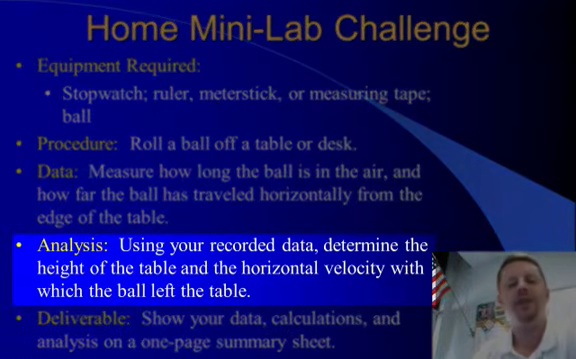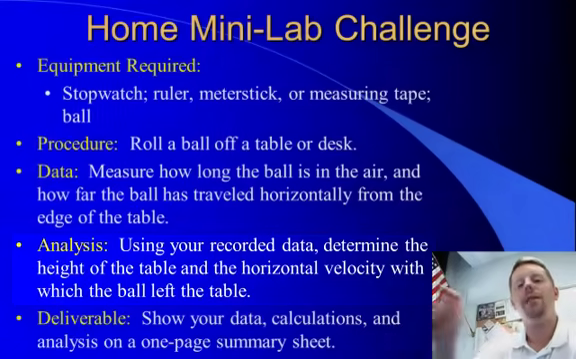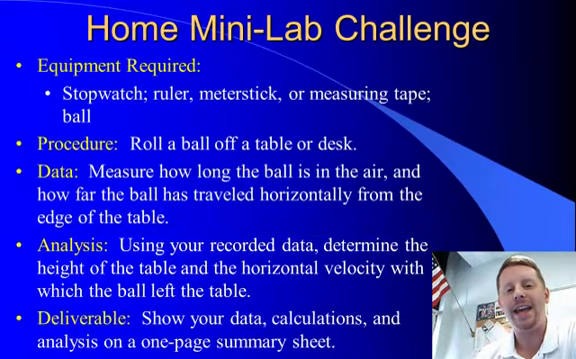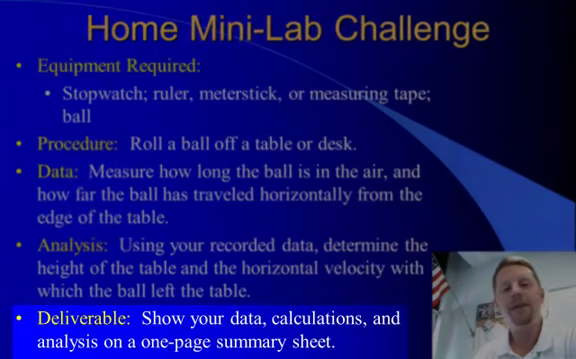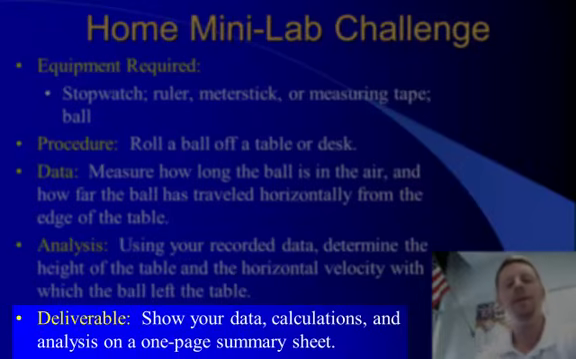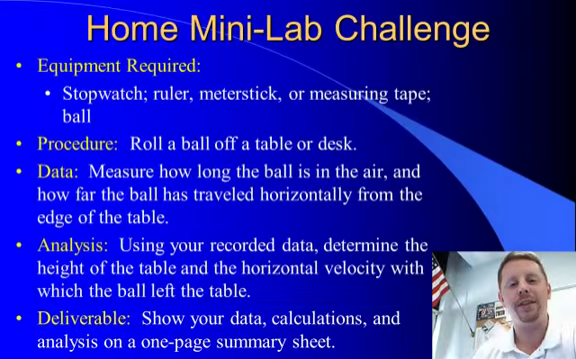With that information, can you use what you know about physics and projectile motion to first off calculate the height of the table? Don't measure the height of the table, calculate it using that time. And secondly, can you find the horizontal velocity with which the ball left the table using both the time and the distance? See if you can do that and put it together into a one-page or less write-up that shows your data, your sample calculations, and a brief summary of what you learned doing this activity.